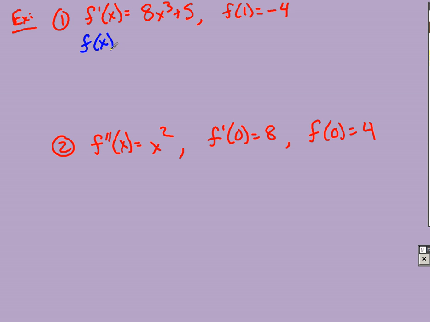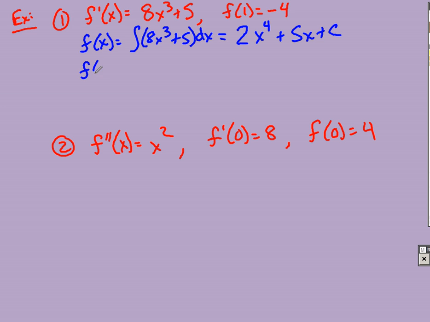Alright, you should get f of x for number 1 is the integral of this equation, 8x cubed plus 5 dx, which will equal, it should be something x to the 4th. It would need to be 2x to the 4th, if I want to say that as 8 divided by 4, 8 divided by my new exponent 4, that would work, plus 5x plus c.